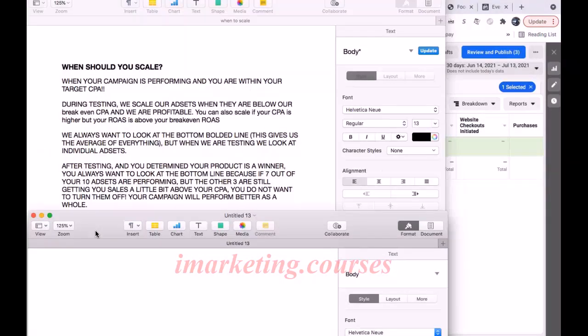Now, this is basically what I was just explaining. After testing, once you determine your product is a winner, you always want to look at the bottom line, okay? Because if 7 out of your 10 ad sets are performing, but the other 3 are still getting you sales a little bit above your break-even CPA, you do not want to turn them off. Your campaign will perform better as a whole. That's exactly what I was saying.